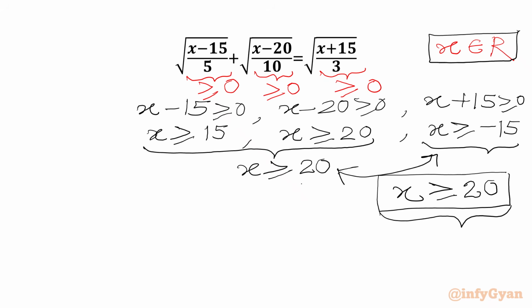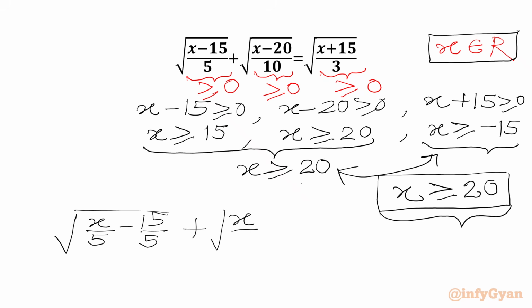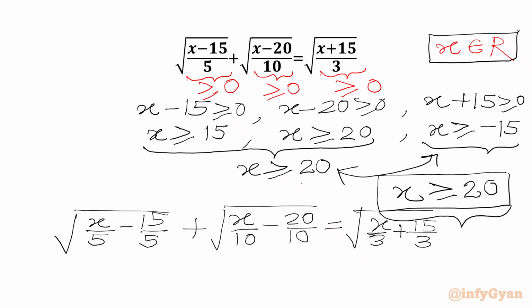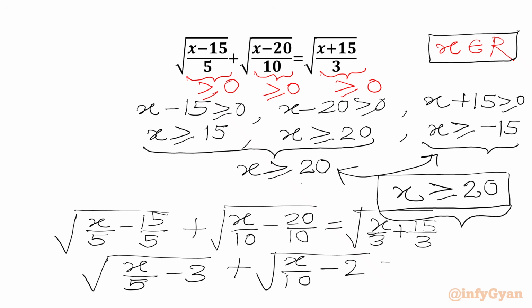Now we are going to split the numerators with respect to denominators. We will write square root of x over 5 minus 15 over 5 plus square root of x over 10 minus 20 over 10 equal to square root of x over 3 plus 15 over 3. So 15 over 5 is 3, 20 over 10 is 2, 15 over 3 is 5. So we can write square root of x over 5 minus 3 plus square root of x over 10 minus 2 equal to square root of x over 3 plus 5.